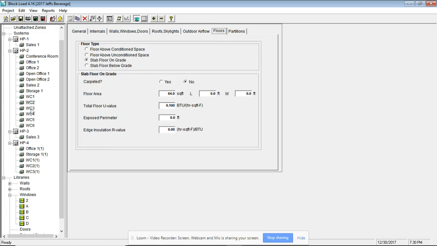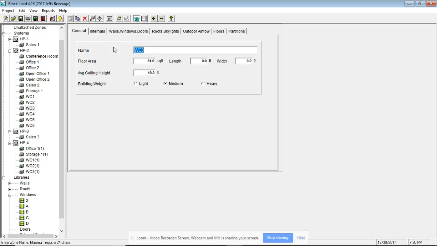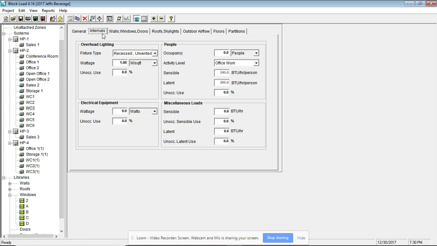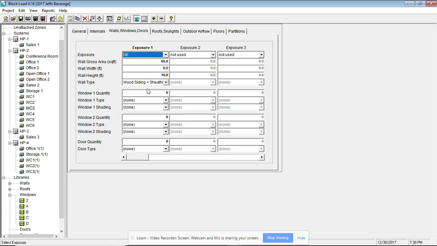Good to go here on water closet number 2, water closet number 3. Let's do the same. 51 square feet. There's no people in there. There's no exterior exposures.